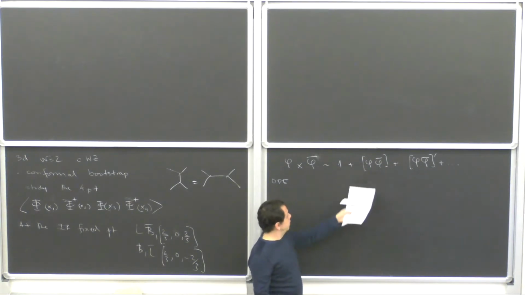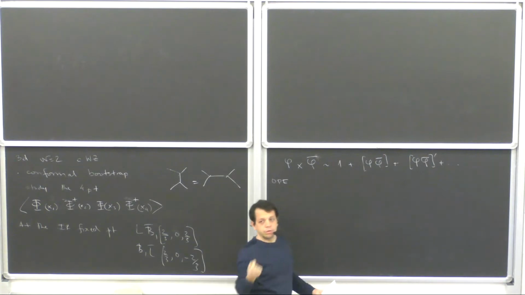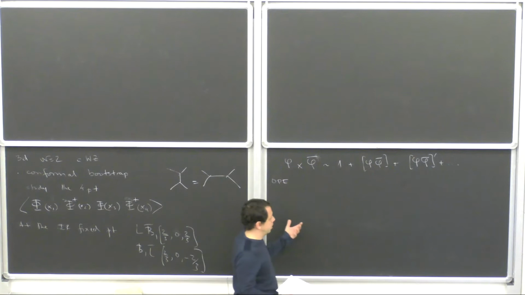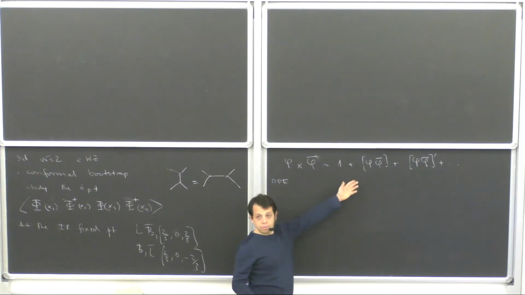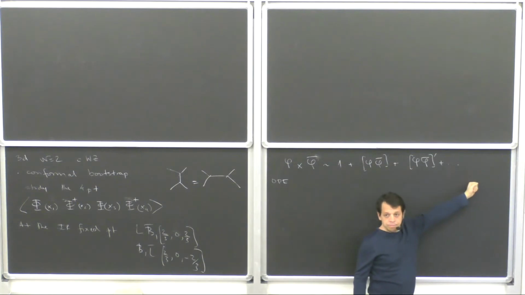So this is the lowest non-trivial. So this one has obviously dimension 0. This one will be the lowest non-trivial operator, the lowest conformal dimension above 0. And then this one is the next one, and so on.